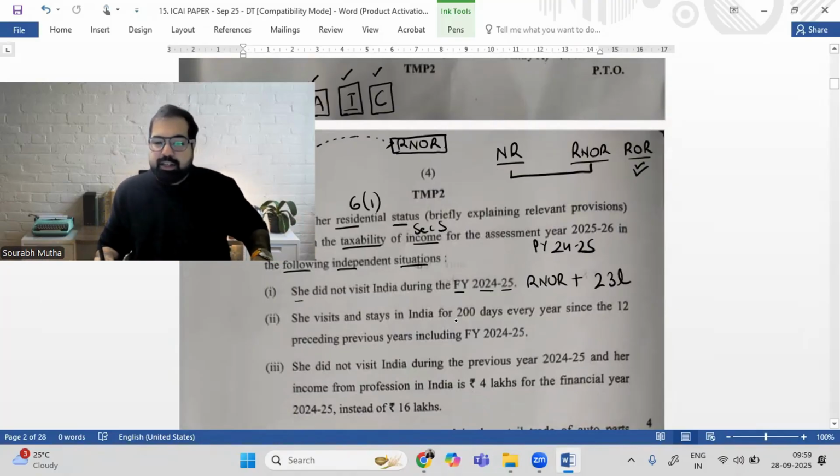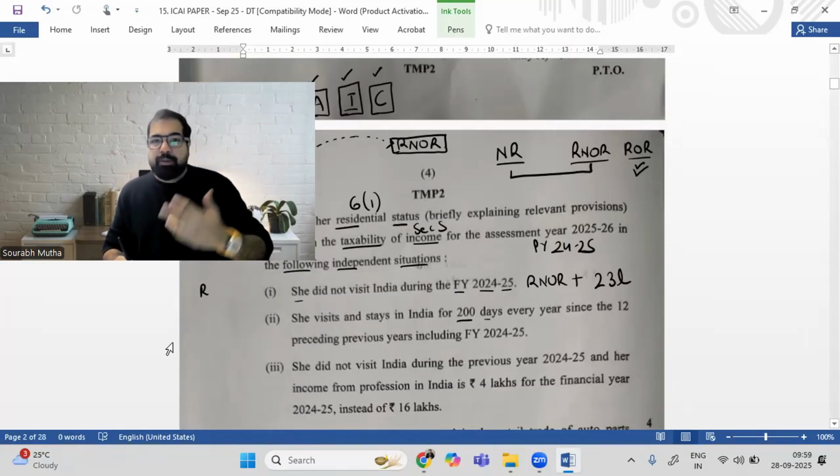She visits and stays in India for 200 days every year since the last 12 preceding previous years, including this year. Now let's see again the same conditions. Is the 182 condition being fulfilled? Yes. As the first condition is being fulfilled, she becomes a resident. Now, what kind of resident? Is she a RNOR or is she a ROR? That depends on two additional conditions. Flashback mode, if you remember.